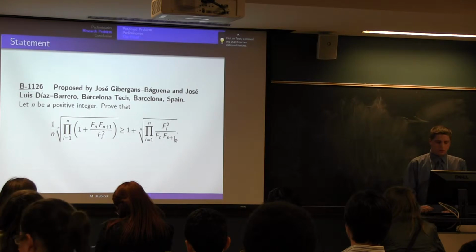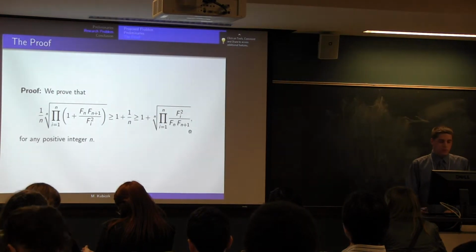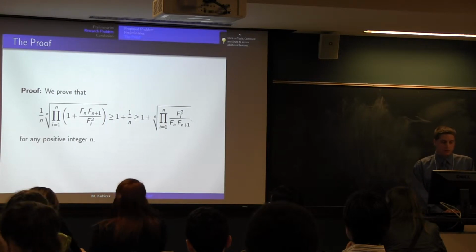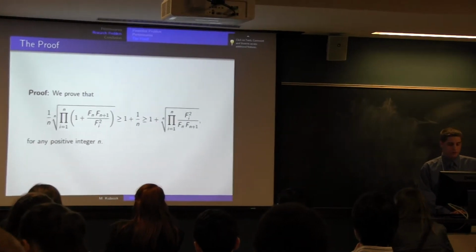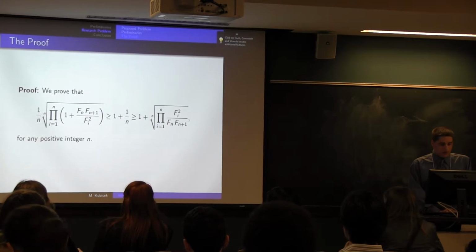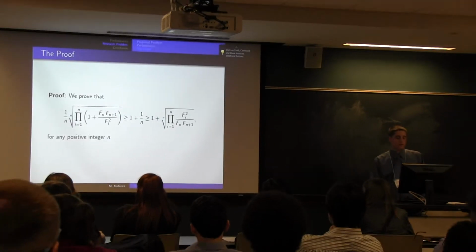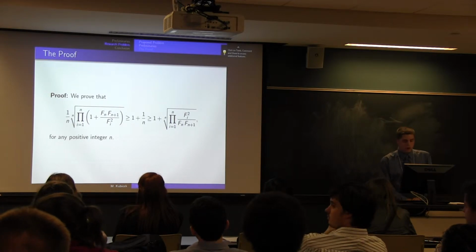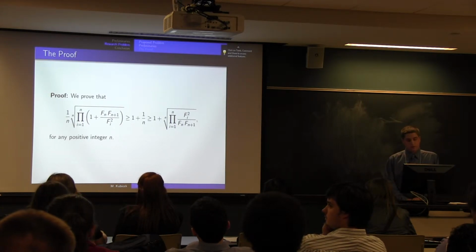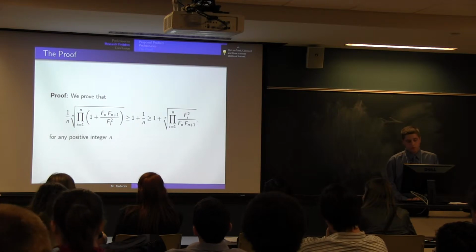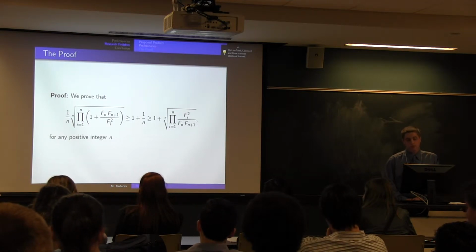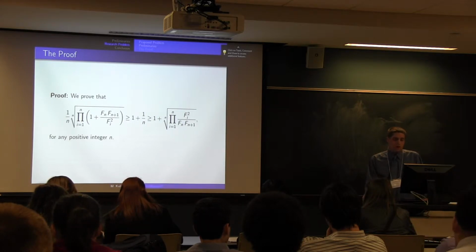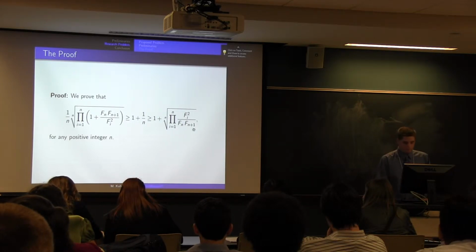So now we're back to the original proof, and our next step was proving that 1 over n times the nth root of the product from i equals 1 to n of 1 plus f sub n times f sub n plus 1 over f sub i squared is greater than or equal to 1 plus 1 over n, which is greater than or equal to 1 plus the nth root of the product from i equals 1 to n of f sub i squared over f sub n times f sub n plus 1.